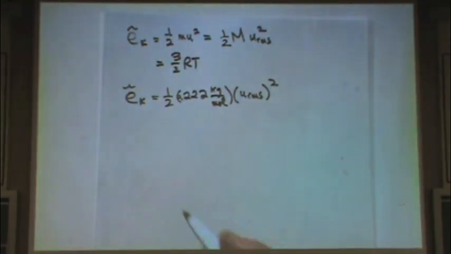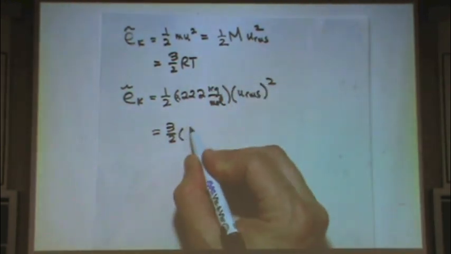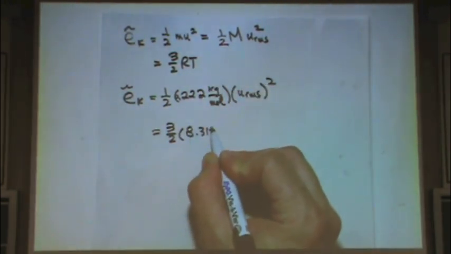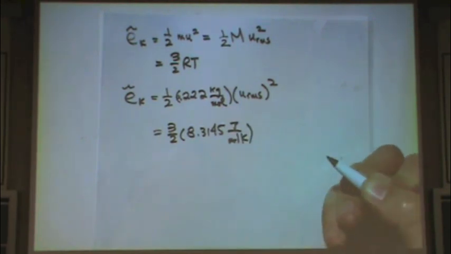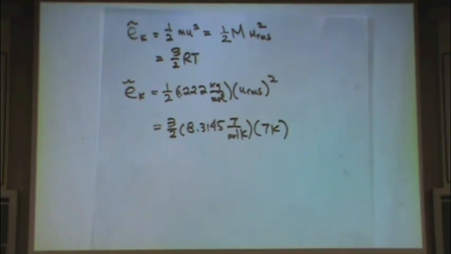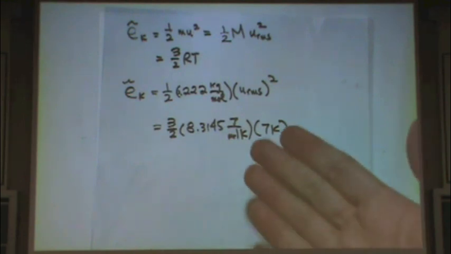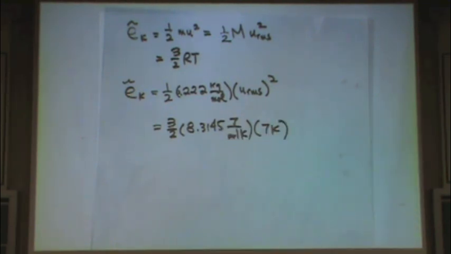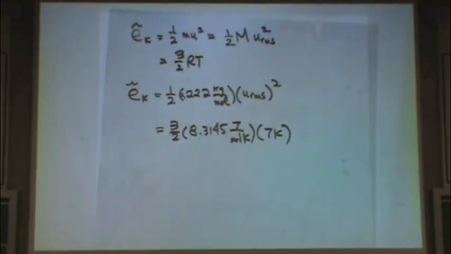Another way to do this for radon would say, well, it's 3 halves R, bottom equation, 8.3145 joules per mole Kelvin, where R is a constant, times T, 7 Kelvin. And that's it. That would give you the same answer as the top equation would. But it's just easier. You don't have to worry about the molar mass. You don't have to worry about the velocity. It's just based on the temperature.